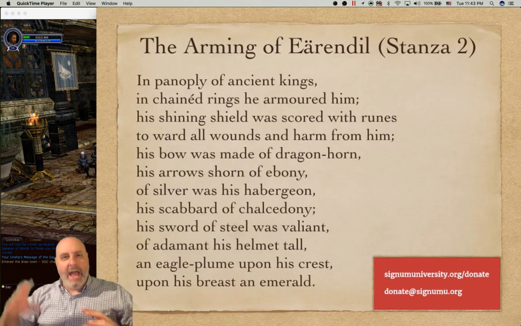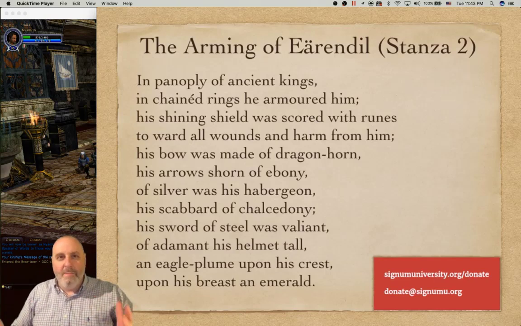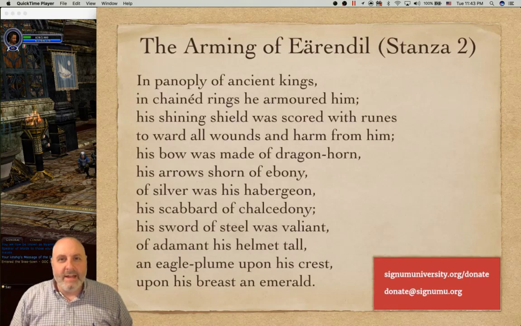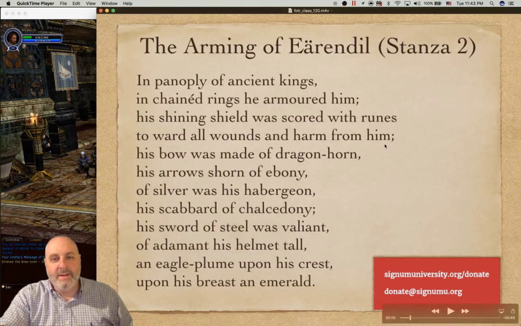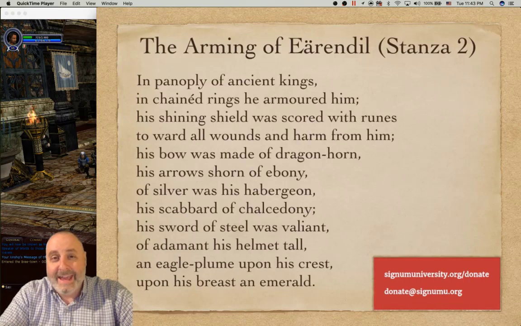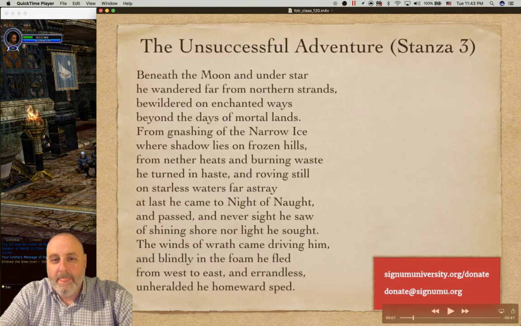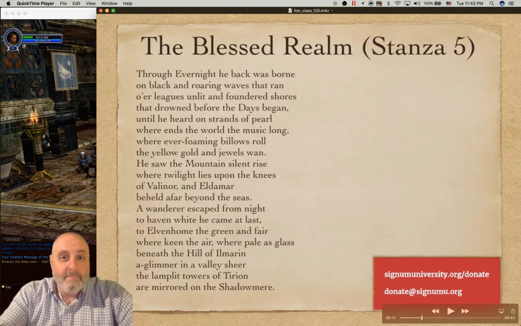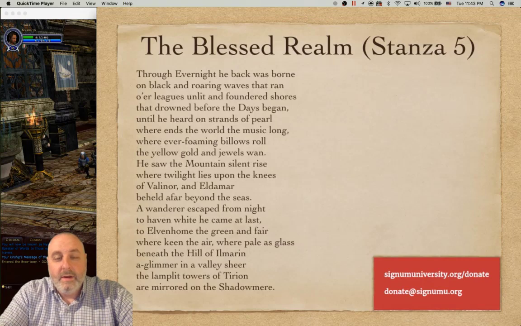I mean, look at Earendil among mortals, right? Before he left, he was head and shoulders above, right? He's the greatest of the great. I mean, look at that description. He's got a dragon horn bow for crying out loud, right? In a chalcedony scabbard for crying out loud. I mean, wow. And then he struggles, and then he gets the Silmaril, and then he's in immortal lands where there's gold and jewels and pearls on the beach, right?